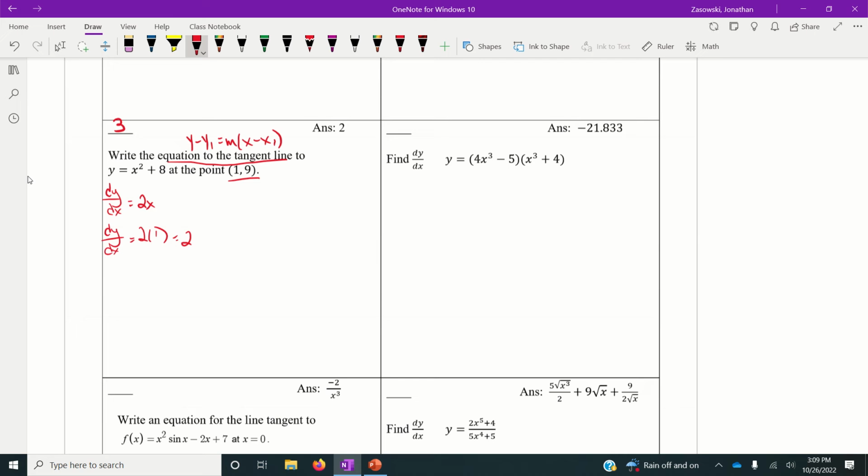That's the slope. So now I can state my formula. It's going to be y minus y1, which is 9, equals the slope, which is 2 from when we plugged into the derivative, times x minus 1.